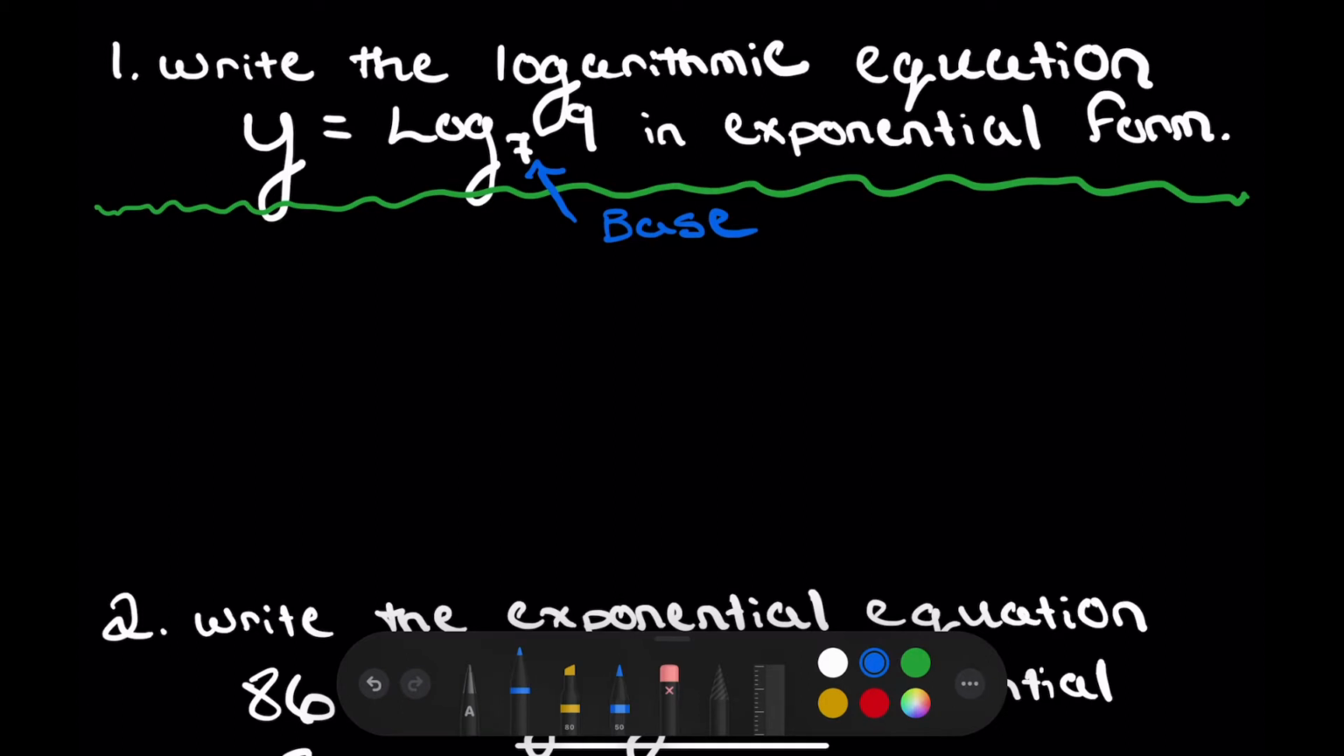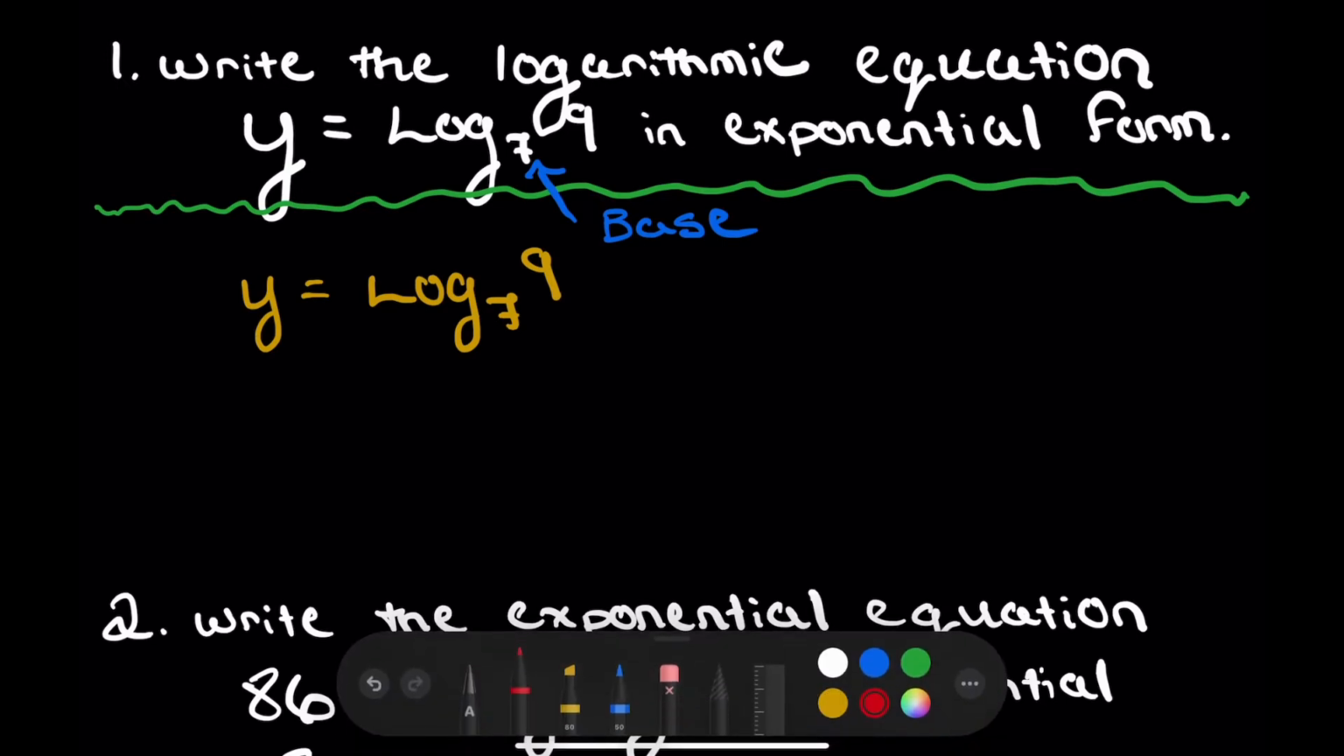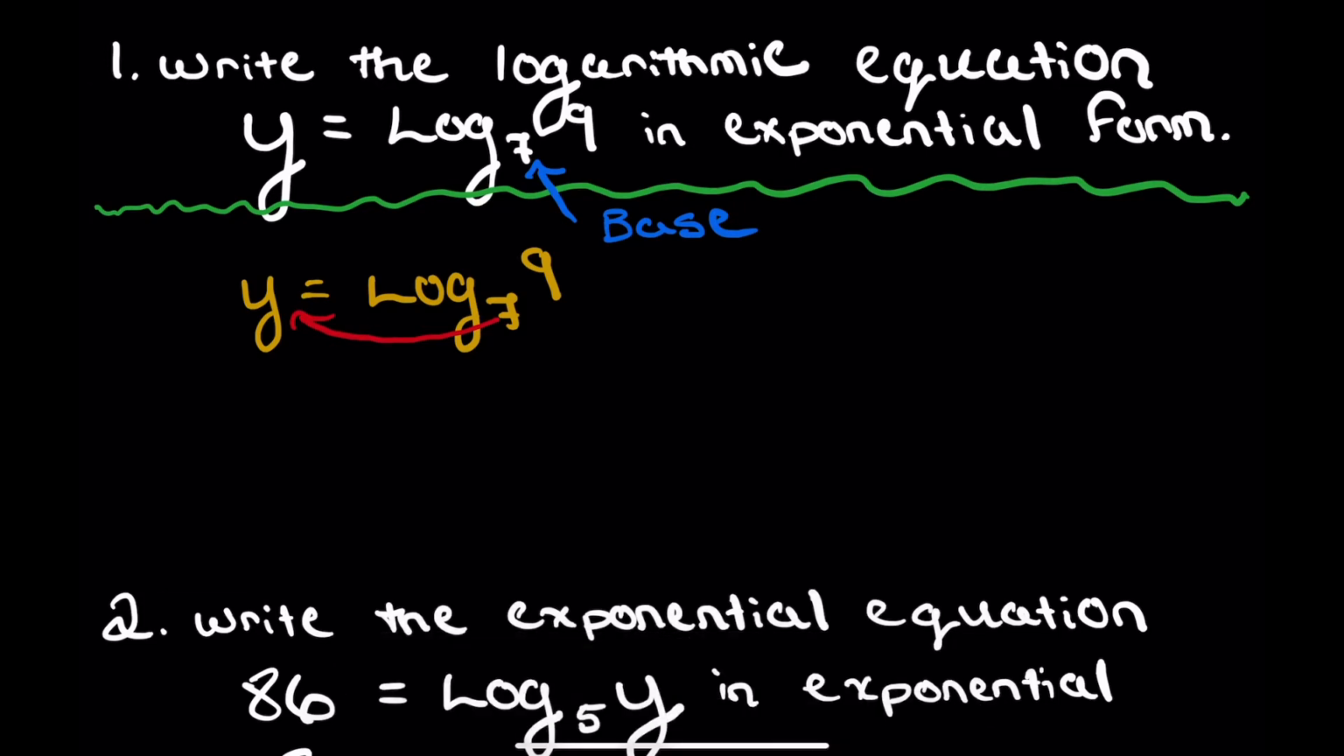Okay, so to convert between these two, we're going to consider moving this 7 and getting rid of the log. To get rid of the log here, we're going to shift this base up to be the base number of the exponent on the other side. What I mean by that is if we start with y is equal to log base 7 of 9, then in order to get rid of this log, the conversion means that we take this 7 over to the other side and make it the base number of the exponent. So we're going to get 7 to the y is equal to 9.